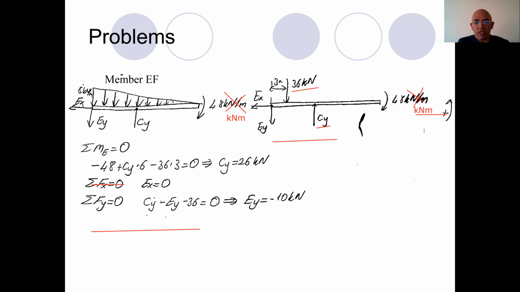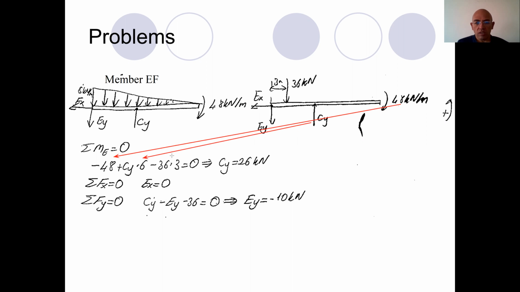Now let's take the moment with respect to point E. First the moment we have, which is minus 48. Then CY. CY has a distance of 6 meters, and it will generate a positive moment. CY multiplied by 6. Then the resultant of the distributed load will generate a negative moment. It is minus 36 multiplied by 3, and sum of them has to be equal to 0. Now from here, in this equation, the only unknown is CY. I can easily calculate the CY as 26 kilonewtons.